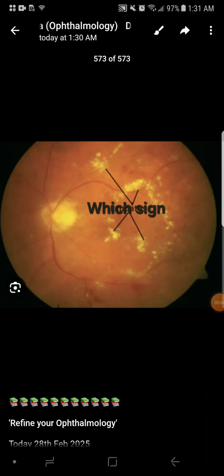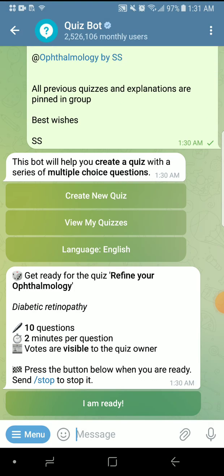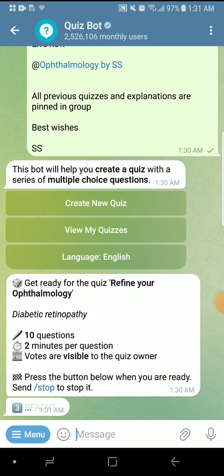So let us see the quiz on diabetic retinopathy. Now this topic is a very important topic of the PG exam. Most of the times, one question comes in any exam about this topic. So I am ready to give the test. Let's see the 10 questions.